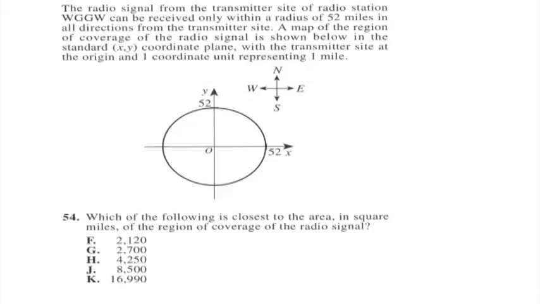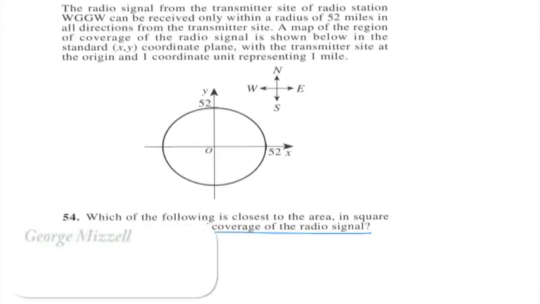This next one we're going to look at, they've got this picture up above that we're going by, and they have the question down here. Since you've already looked at this, I won't go over reading the question again. But number 54 says, which of the following is closest to the area in square miles of the region of coverage of the radio signal?